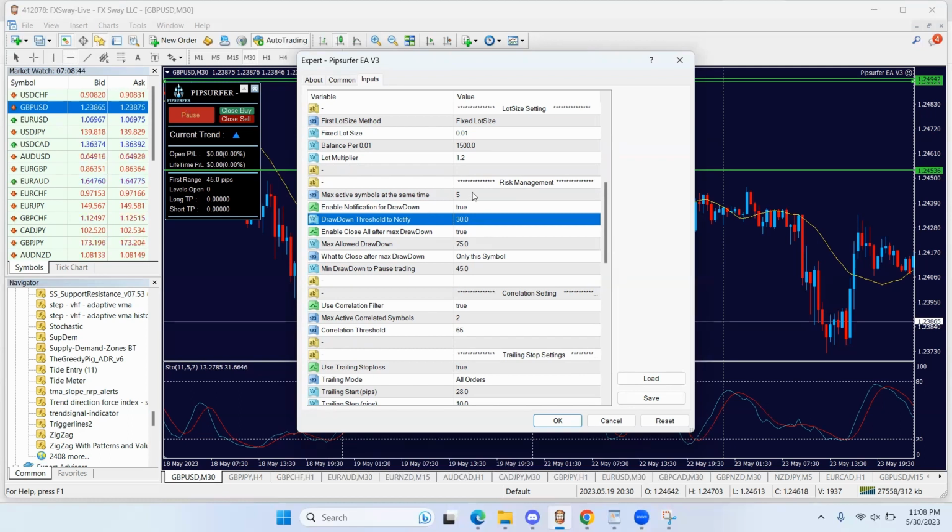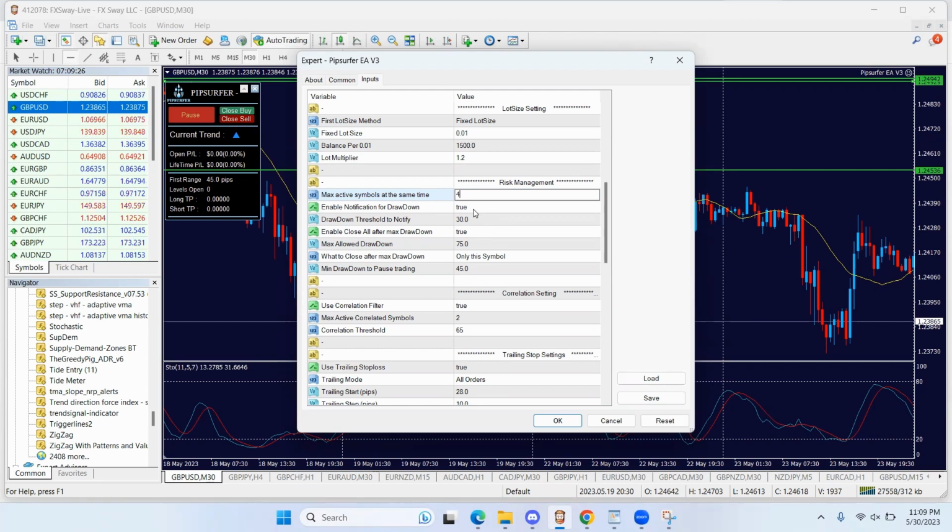If Euro USD is your favorite pair, you would give Euro USD the highest number. So you have GBP USD at 5, and if you want Euro USD to always trade no matter what, you would give it the highest number. Euro USD would be at 6, and it will always enter a trade no matter how many trades are happening on other pairs. If you discover that you like Pipsurfer and how it trades a certain pair, you can do this to ensure that you don't miss out on a trade on that pair.